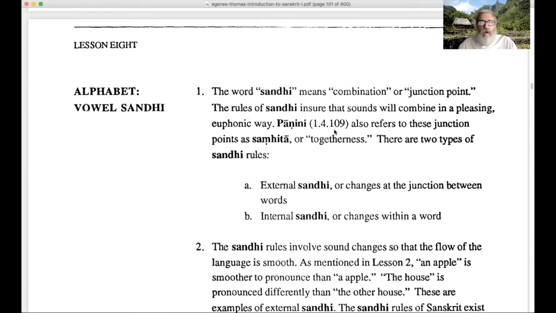Okay, so the word Sandhi means combination or junction point. The rules of Sandhi ensure that sounds will combine in a pleasing euphonic way. The idea is to avoid what we call hiatus. Hiatus means having to break the sound when we're speaking. When we speak, we make different sounds from different parts of our mouth, throat and nasal passages. When we speak quickly, the tongue has to go to different places, touch different parts of the mouth, and the different sounds have to come out.